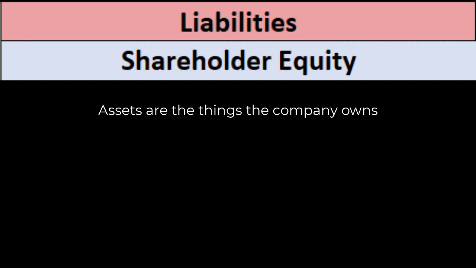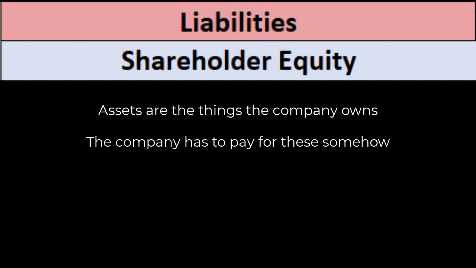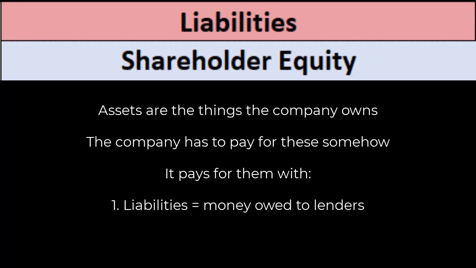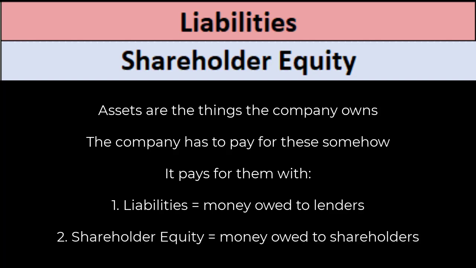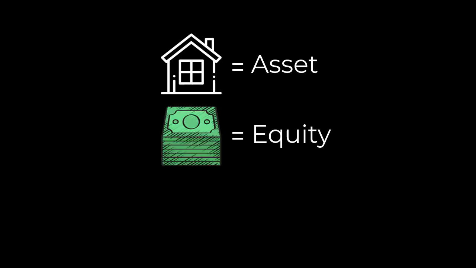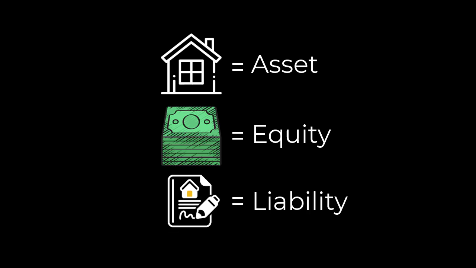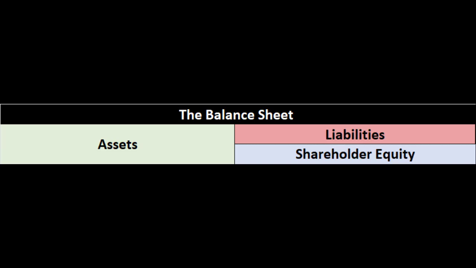Why are liabilities and shareholder equity on the same side? Think of assets as the things that the company owns. The company must pay for these things in some way. The way that it pays for them is through liabilities, which is money owed to lenders, or through shareholder equity, which is money owed to shareholders. It's like the earlier house example. You wanted to buy an asset, the house. In order to pay for the asset, you needed to use equity, which was the money you had saved, and liabilities, the mortgage from the bank. A very simple balance sheet will look like this.